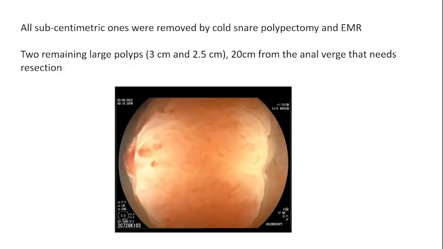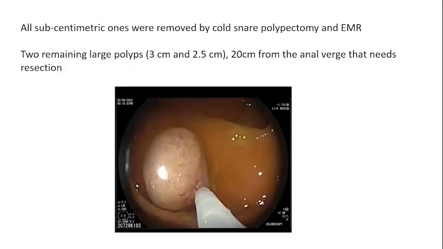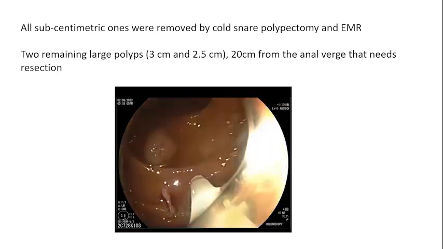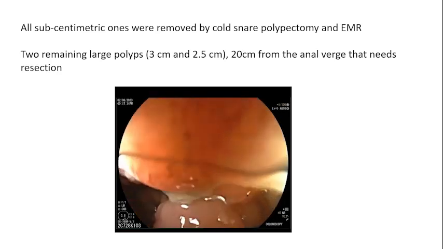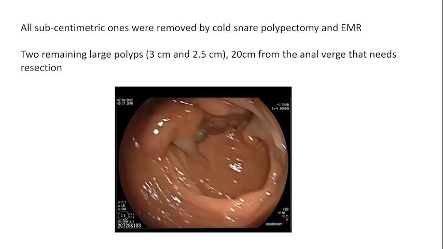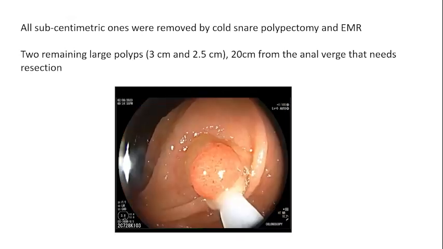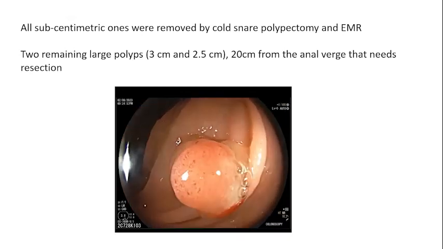And with our last case for today, a 76-year-old male who came for a screening colonoscopy. More than 15 polyps were detected, of different sizes, small and large polyps. Most of the polyps were removed by cold snare polypectomy and EMR. Only 2 remaining large polyps measuring 3 centimeter and 2.5 centimeter, 20 centimeter from the anal verge, need resection.